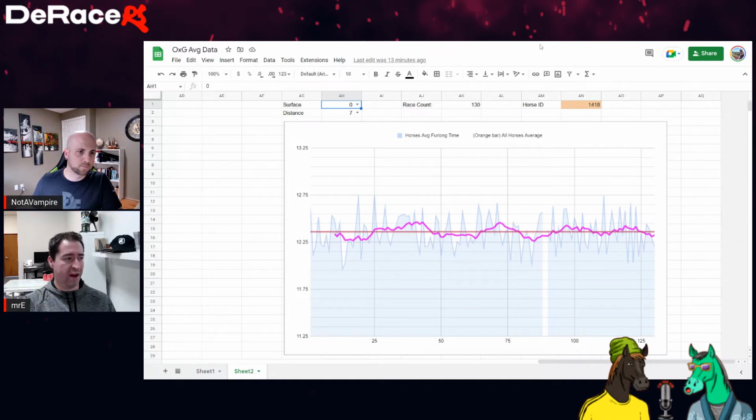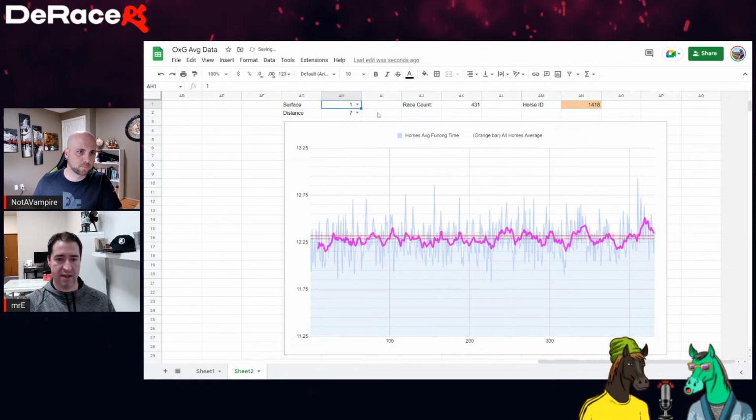Now, when we look at other surfaces, let's take a look at your synthetic on the same distance. We can see that you've run 430 plus races at this point. You know that you're willing to continue running it, which is fantastic. And we can see that there are waves up and down.